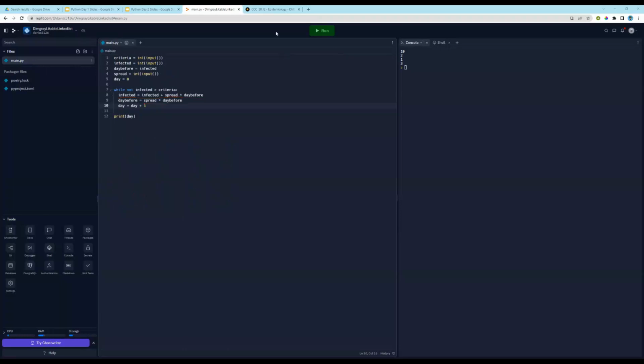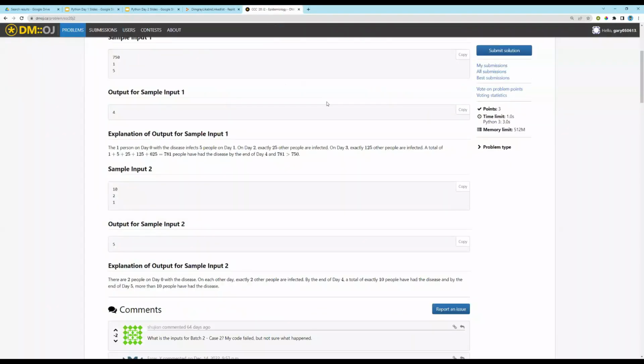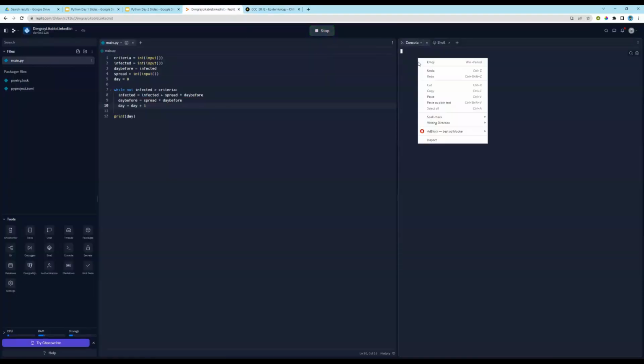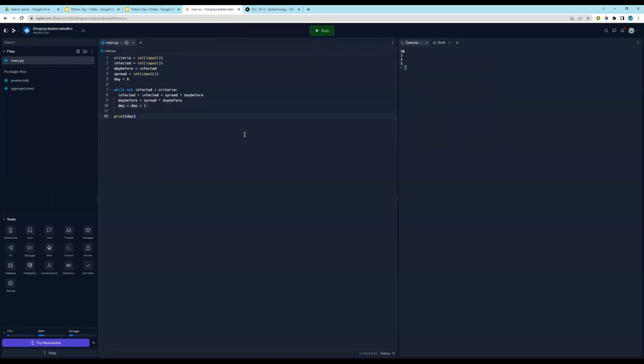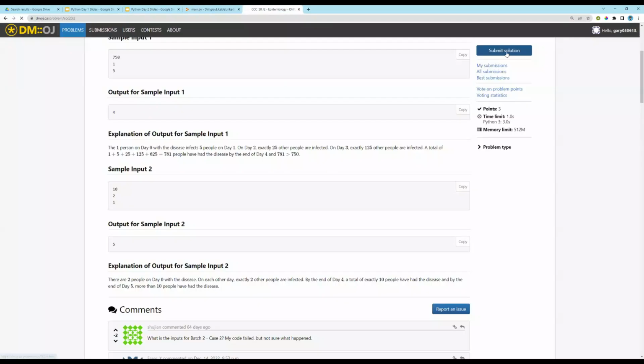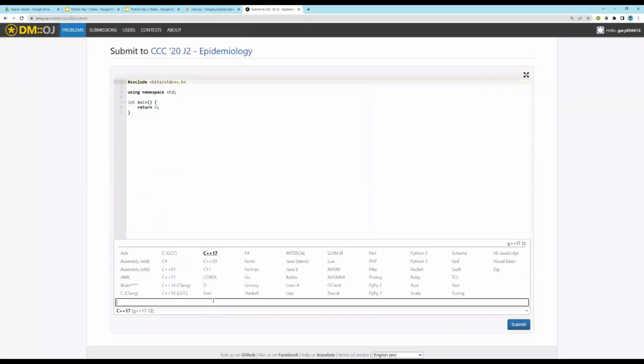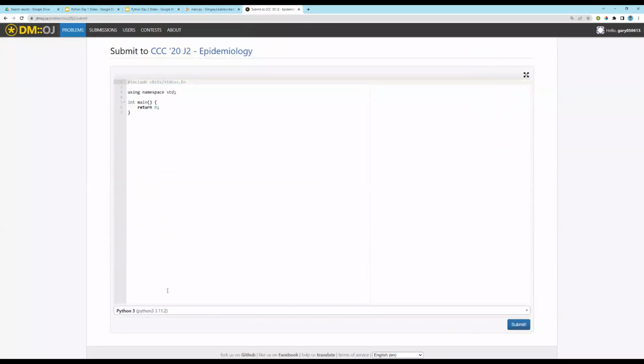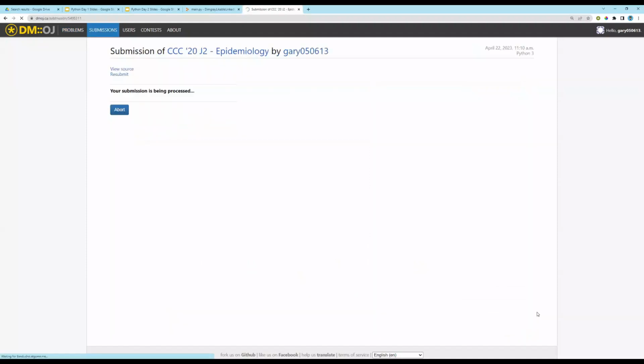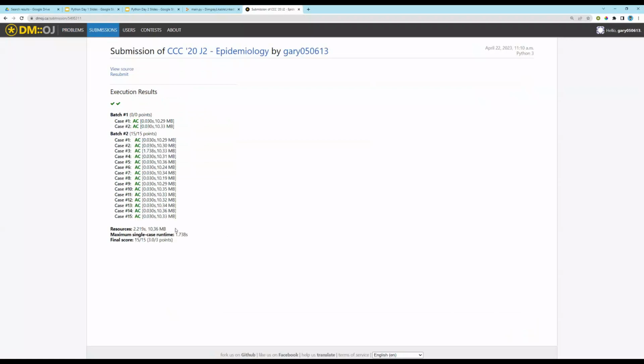And now it should be correct. That is 4. This should give us 5. Yeah, correct. So we will just submit the solution. Yeah, and it's all correct.